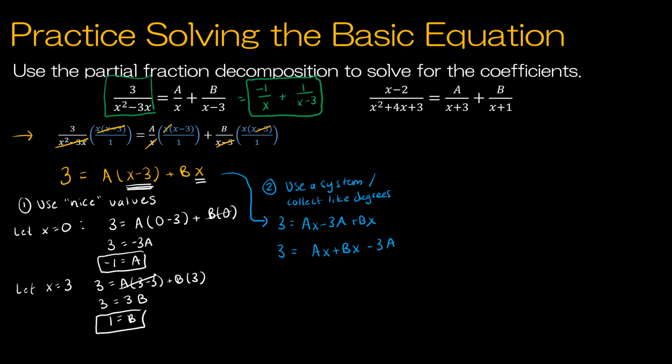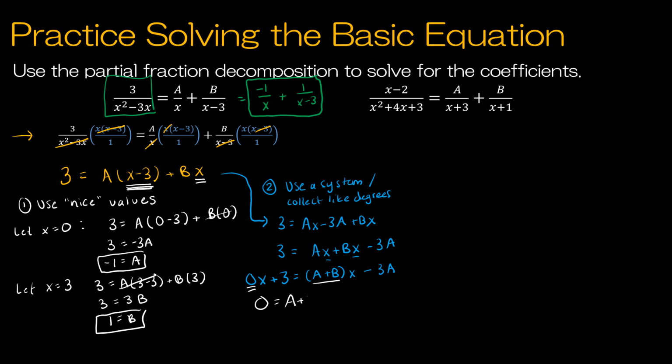And then what I want to do is think about the left-hand side as technically 0x plus 3. And the right-hand side, if you'll notice, each of those has an x, so I've got a plus b times x, and then minus 3a. And the reason that this turns into a system of equations is I'm going to let 0 equal a minus b.